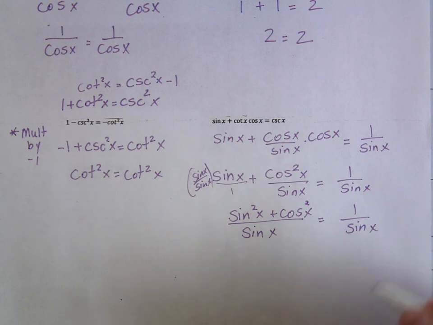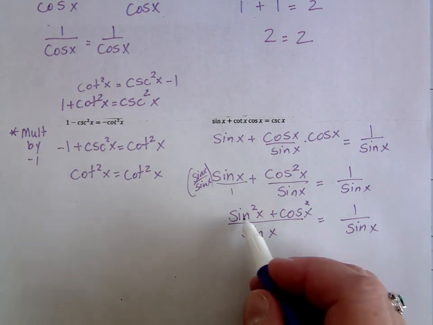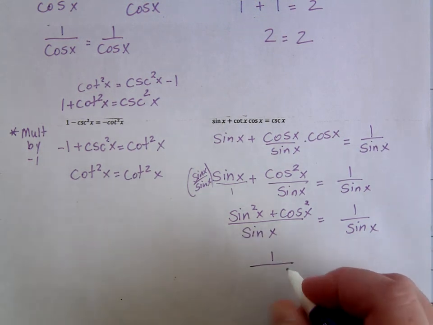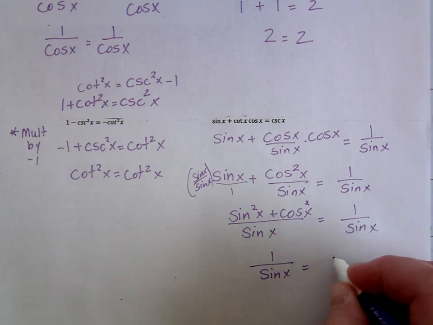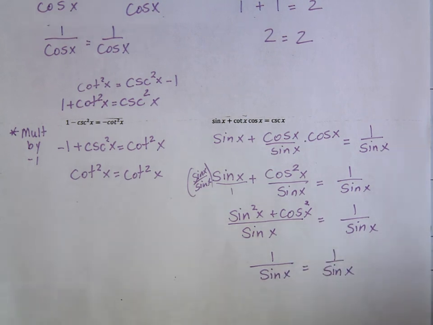Do you see it? Do you see it? Sine squared plus cosine squared. That's the identity. It equals 1. And you have now verified that particular identity.